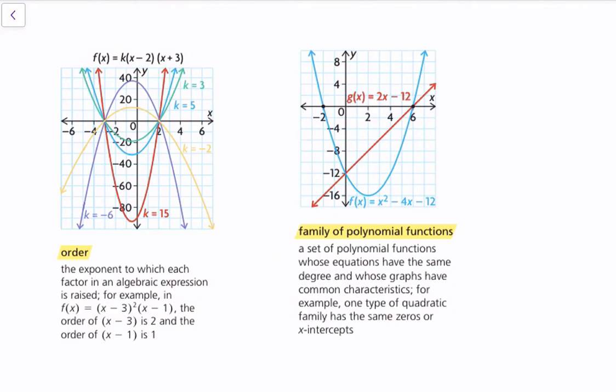A family of polynomial functions is a set of polynomial functions whose equations are the same degree and whose graphs have common characteristics. So for example, one type of quadratic family has the same zeros or x-intercepts.